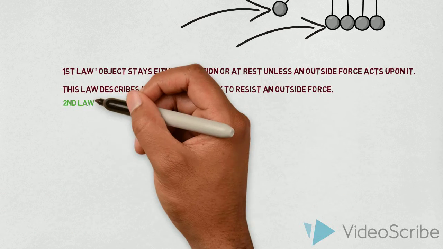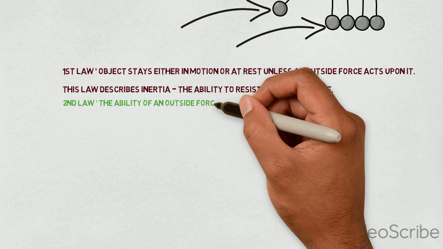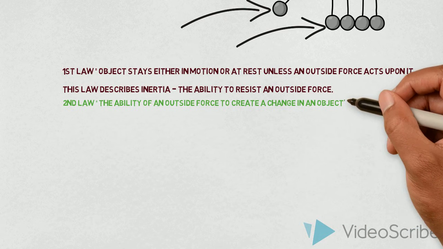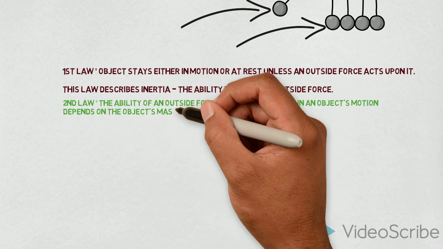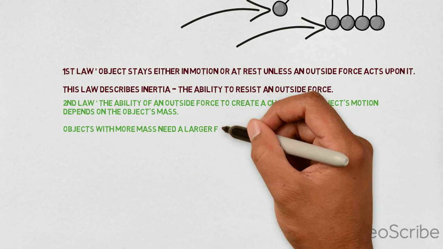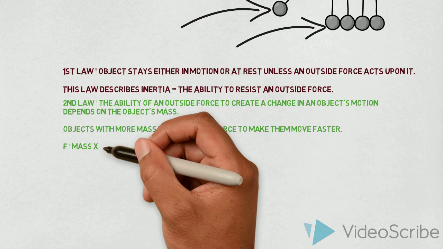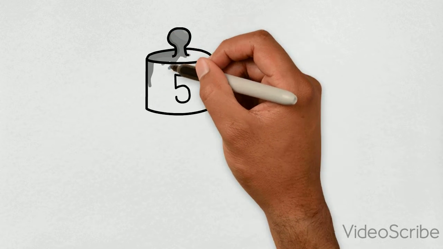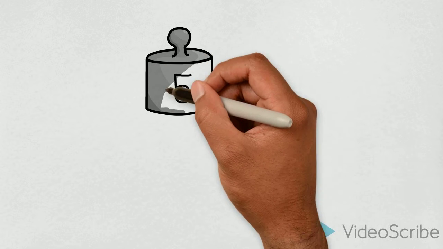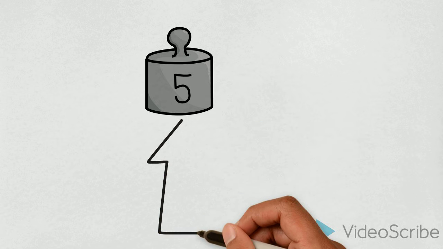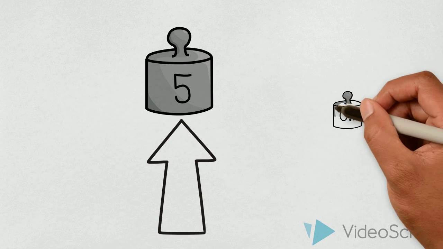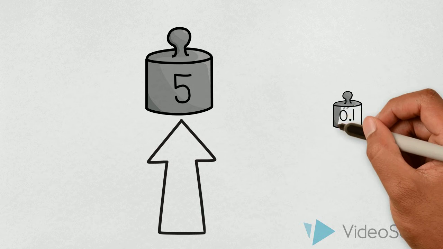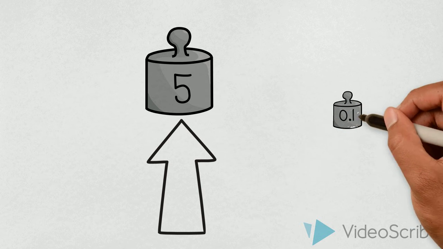The second law of motion states that the ability of an outside force to create a change in motion depends on the object's mass. So a larger mass will require a larger force to move it, and a smaller mass will require a smaller force to move it. So here we have a weight or a mass of, let's say, 5 tons, and it requires a certain force to be able to move it or accelerate it upwards. Here we have a smaller mass, and the force that's required is a smaller force.